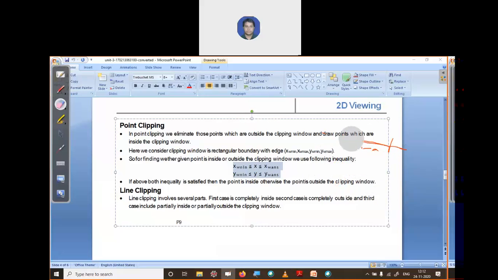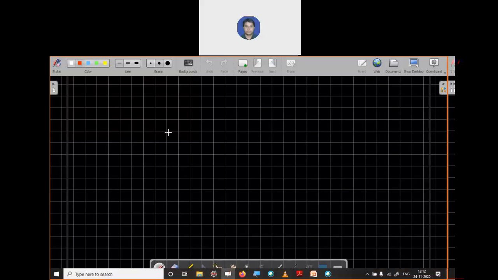And the next is line clipping. We check conditions for whether a line is inside. There are several conditions. Again, we have a clip window, and we have different lines. Okay, this line, this line, this line, that line.